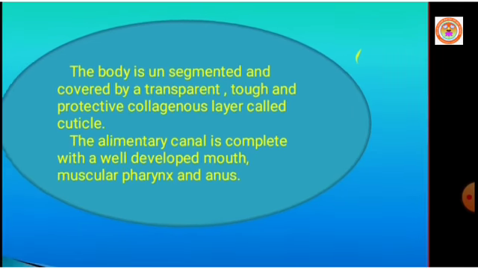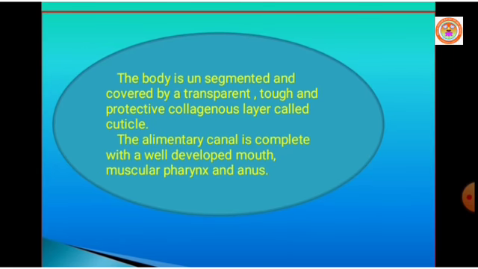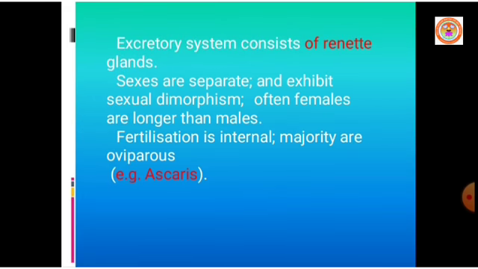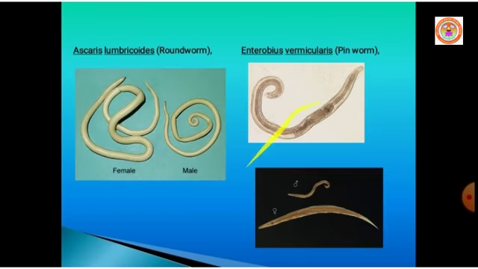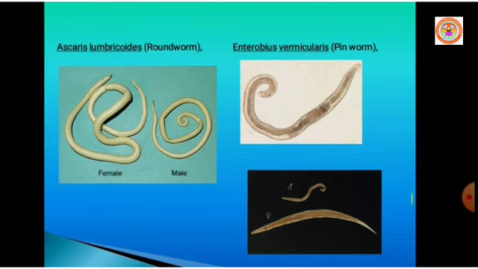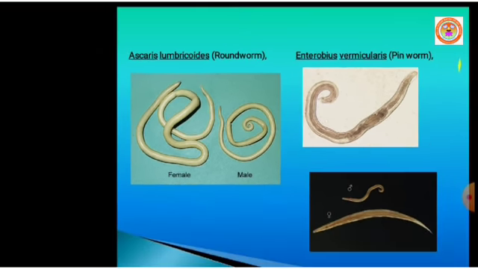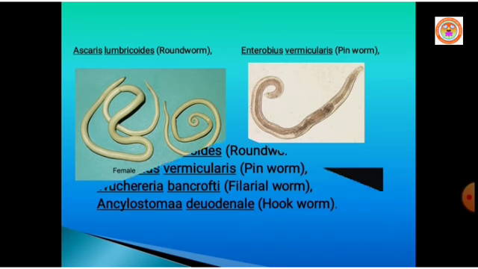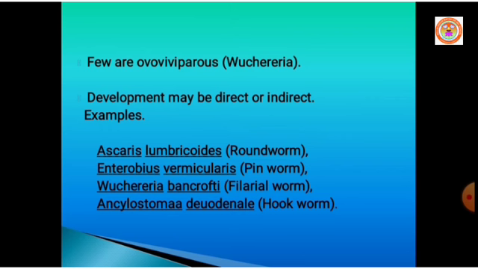Alimentary canal is complete with a well-developed mouth, muscular pharynx, and anus. Excretory system consists of renette glands. Generally, sexes are separate, that means male and female worms are found separately, exhibiting sexual dimorphism. Often, females are longer than the males. When you observe Ascaris lumbricoides, you can see the female is longer than the male. Fertilization is internal and the majority of them are oviparous.